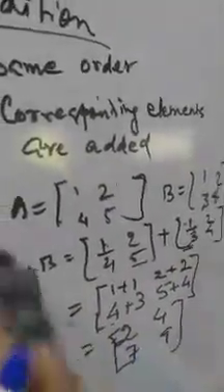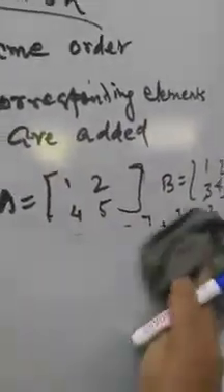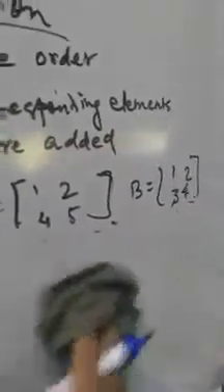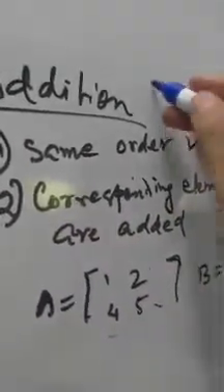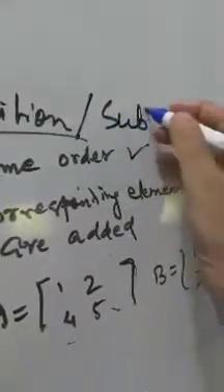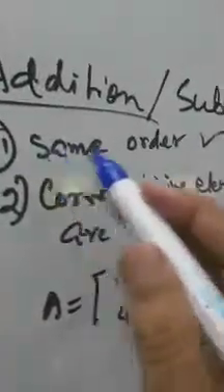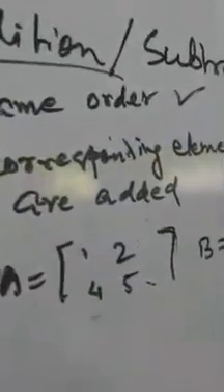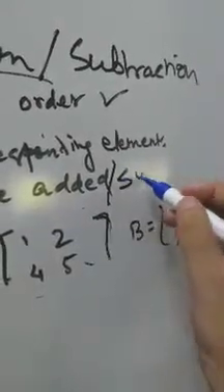Then let us take the subtraction. For subtraction also same rule prevails. That is, it must be of same order, addition, or I have written subtraction here now. Same rule prevails that they can be subtracted only if they are of same order and corresponding elements are, here I have written subtracted.